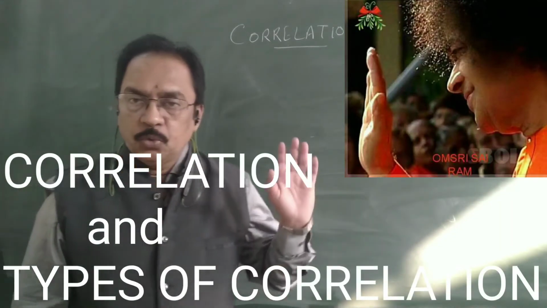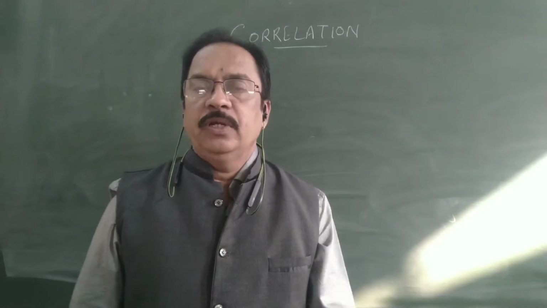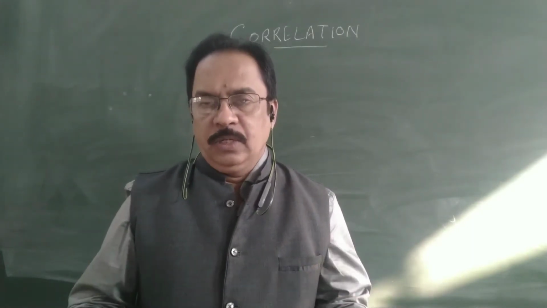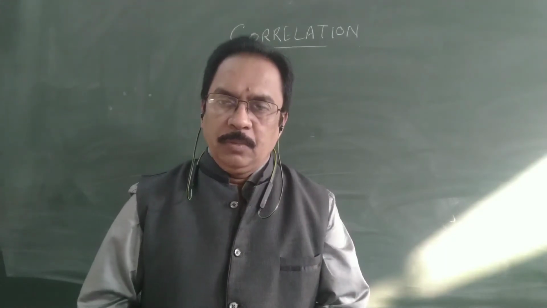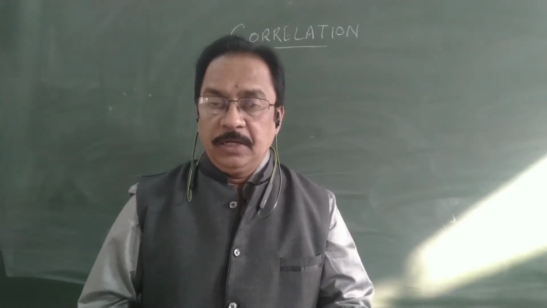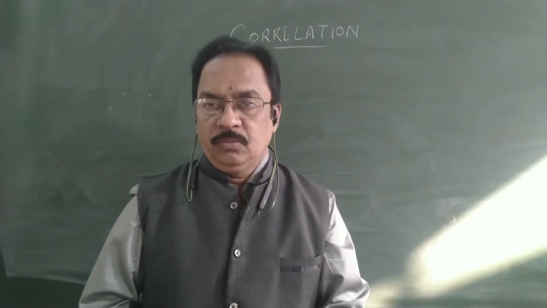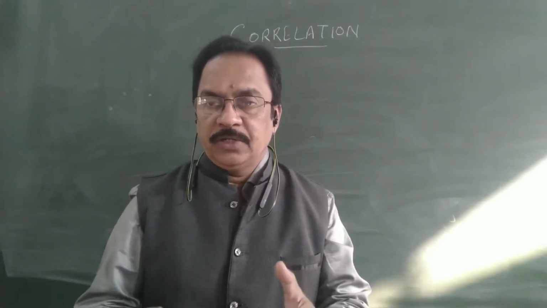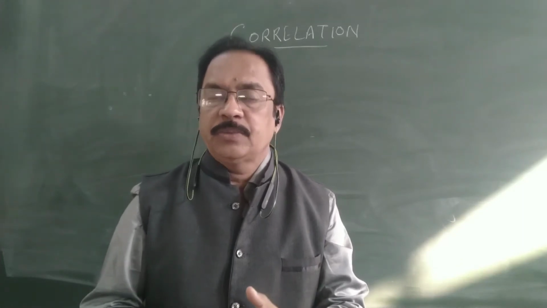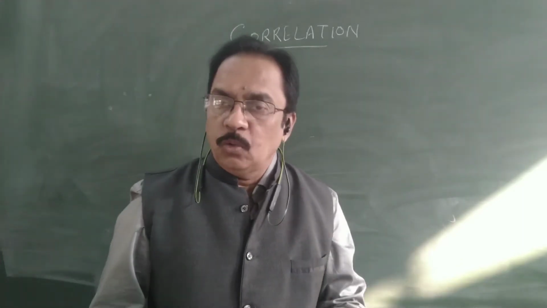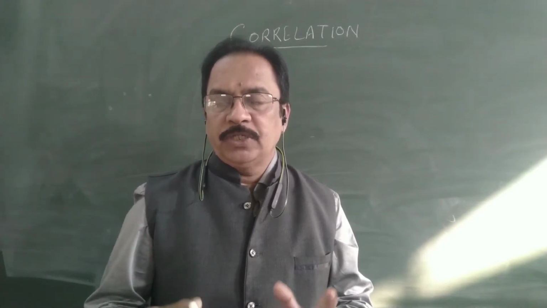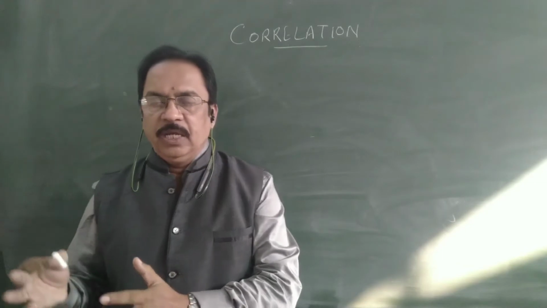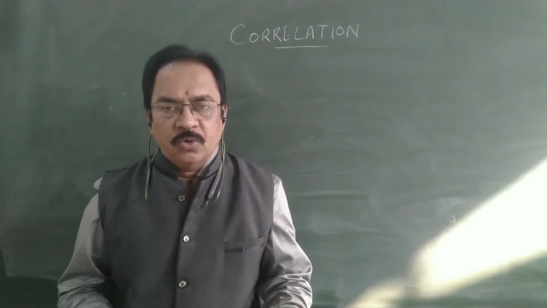Today let us discuss correlation. Correlation is the relationship between two variables. That is, like the relationship between price and demand, income and expenditure, age of wife and age of husband. When we study this kind of relationship, that is what is called correlation: how much change in one variable makes how much change in the other variable.